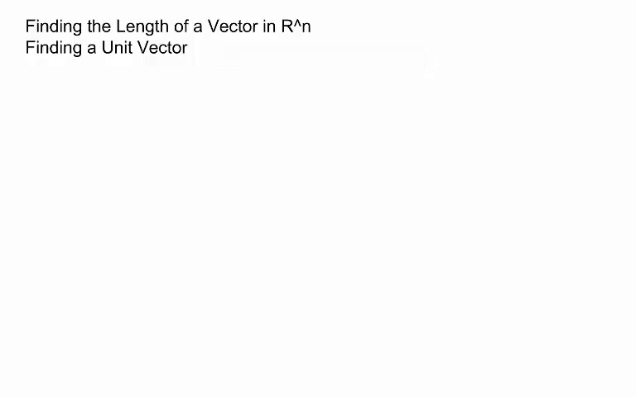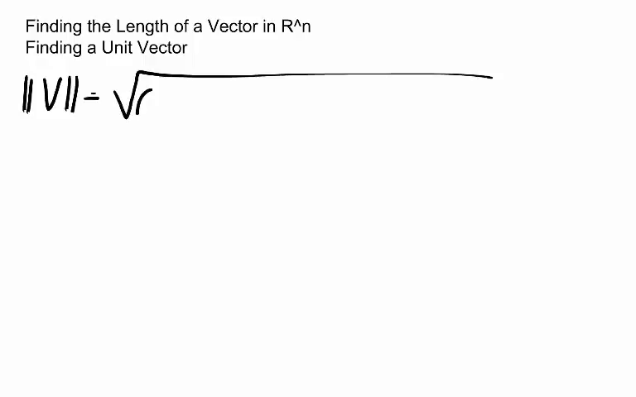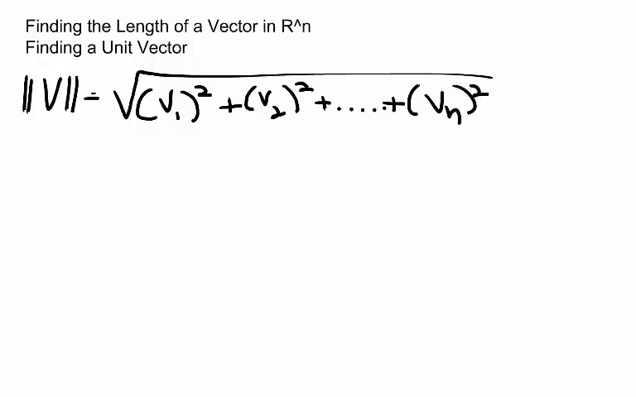In this video, I'm going to talk about finding the length of a vector in R space and finding a unit vector. The formula for finding the length or magnitude of a vector is given by the square root of v1 squared plus v2 squared plus ... plus vn squared for an nth dimensional vector.